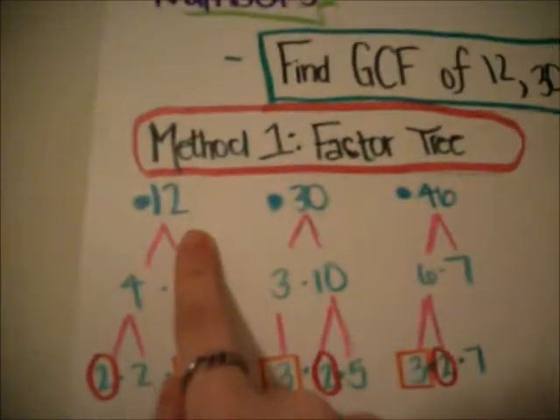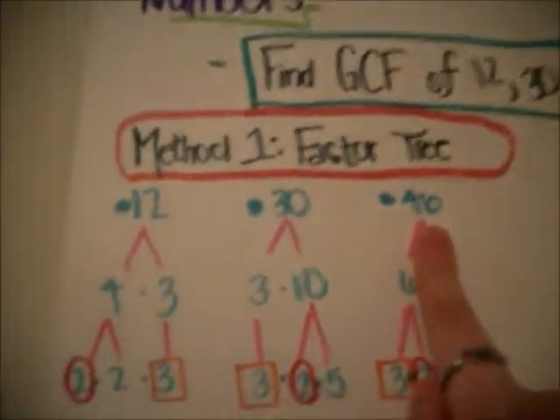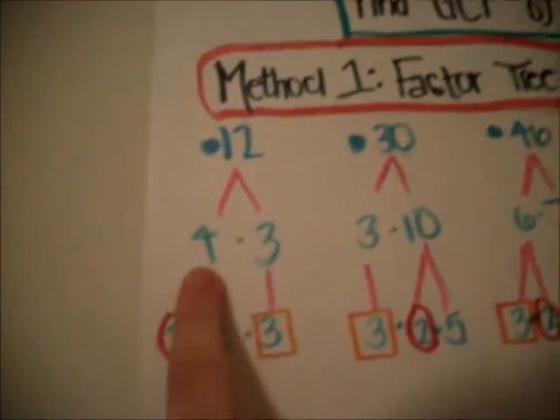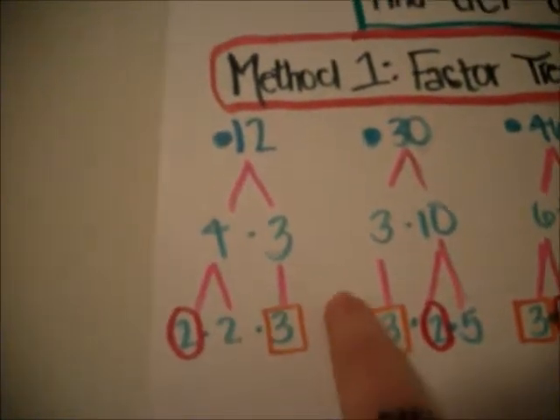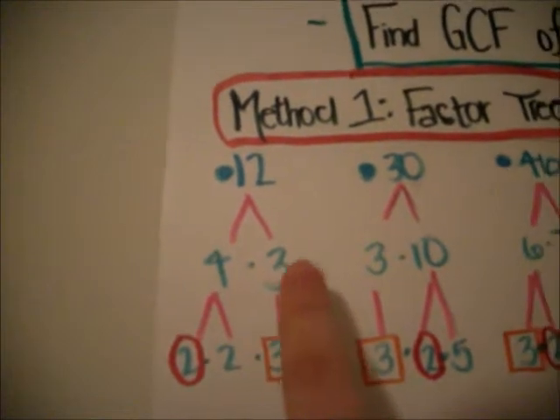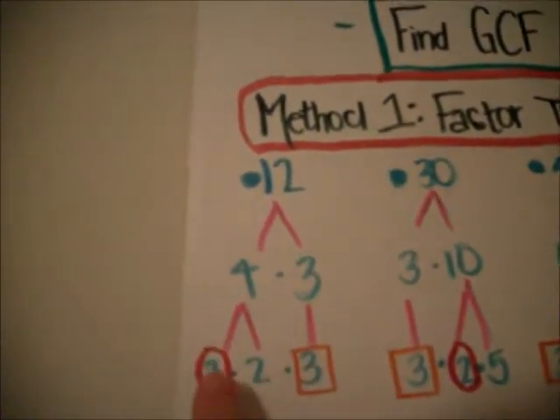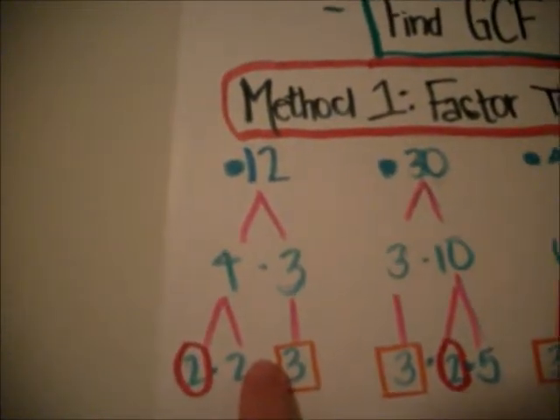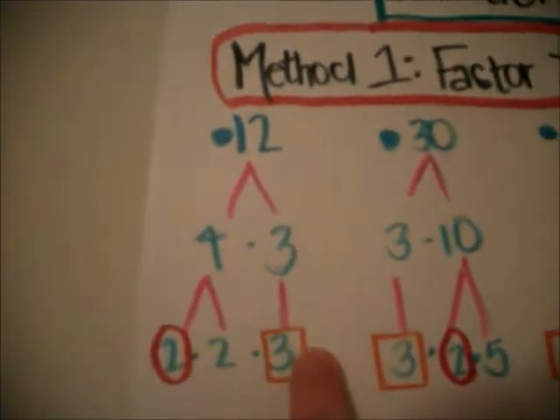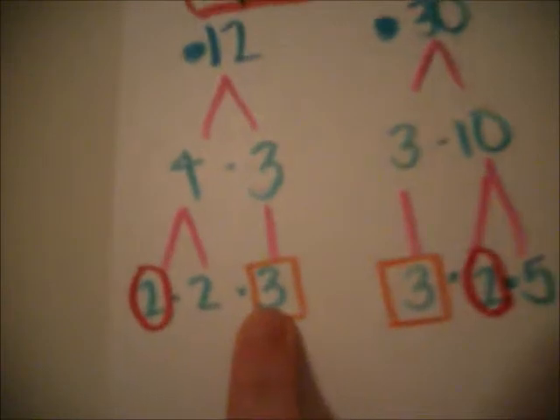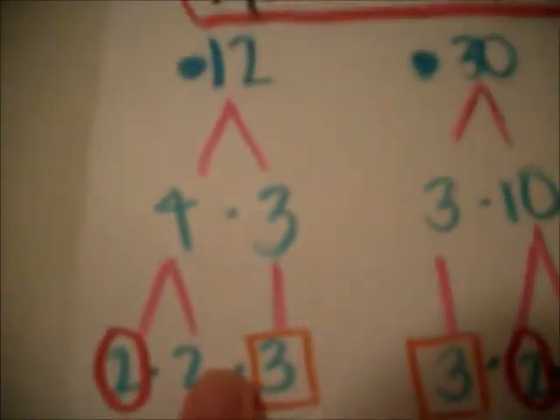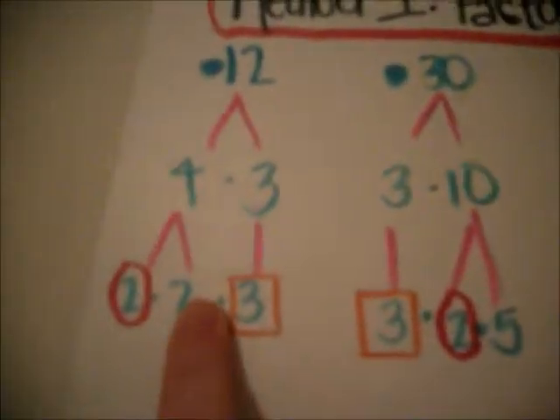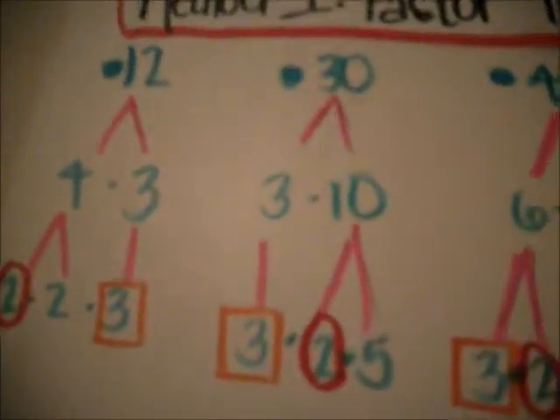So from the numbers 12, 30, and 46, 12 can break down into 4 times 3, which is 12. And then 4 can break down to 2 and 2. And then 3, you can't simplify that anymore, so that stays as 3. So, when you have two of the same number when making a factor tree, you just keep one of them and disregard the other one when we're talking about greatest common factors.